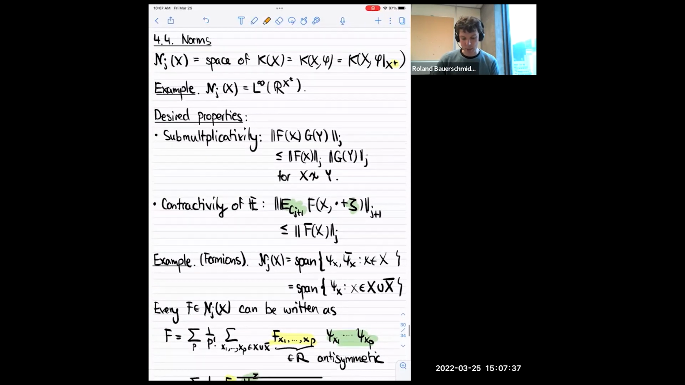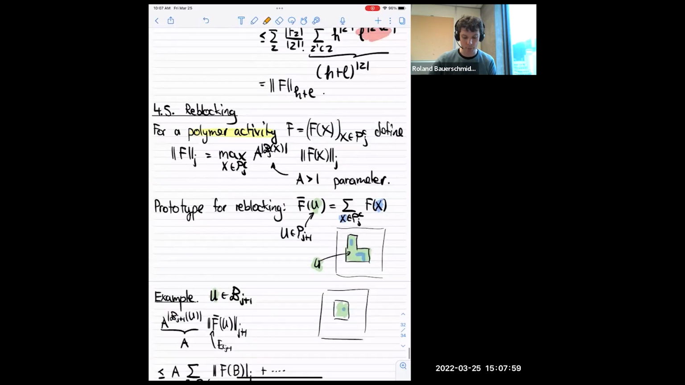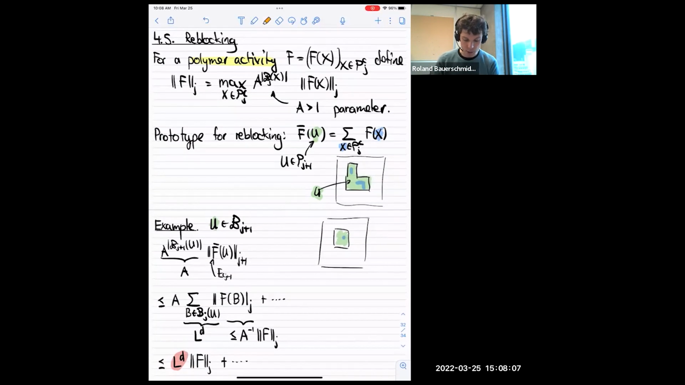So, to understand how to make a good choice, we need norms to measure how big the error is. And I gave some examples, and the key properties that we want is the submultiplicativity property, which is this one, and then the contractivity of the expectation. And we saw two examples that have these properties. These examples I explained are not good enough for applications, but they illustrate how this method works.